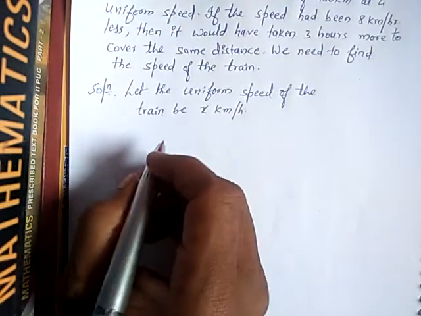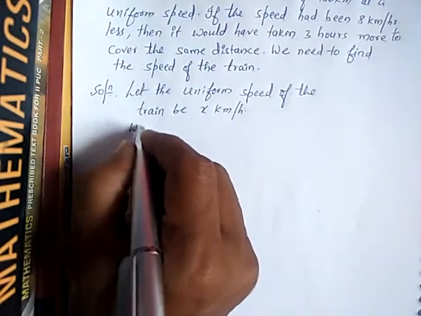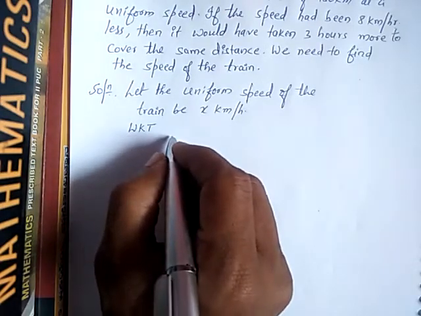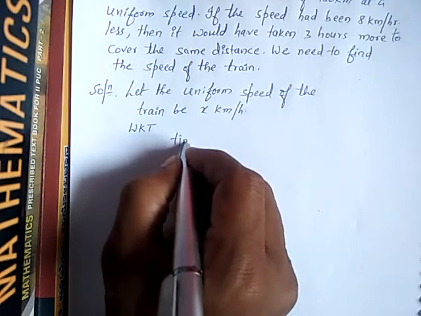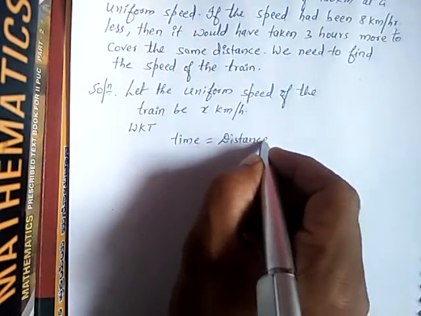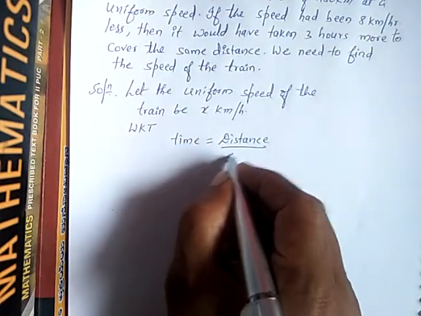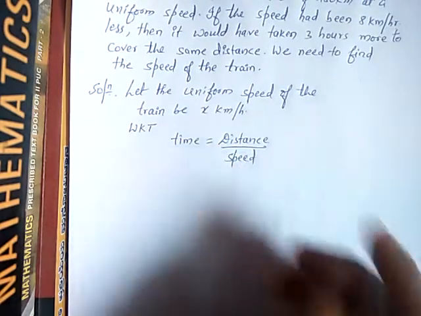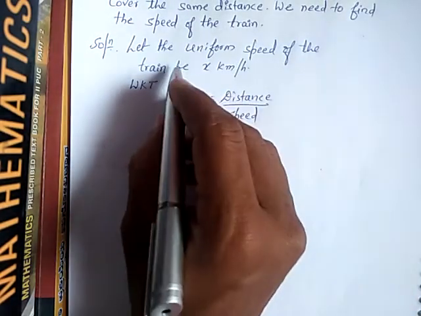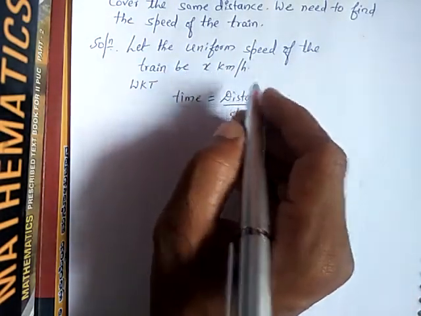Okay, so then we know the formula. What is the formula? We know time is equal to distance divided by speed. This formula we know: total distance traveled divided by speed. Okay, so first one, let the uniform speed be x kilometers per hour.